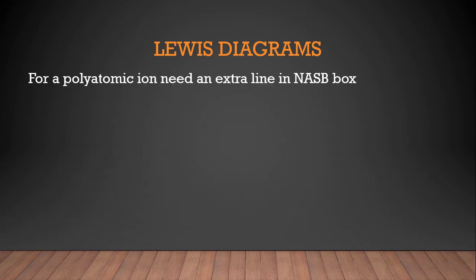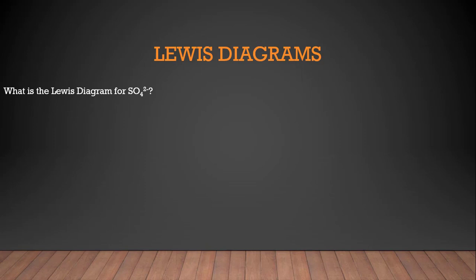Now, if you have a polyatomic ion, you need an extra line in the NASB box. This line is for the extra electrons. The best way to go is with an example. So what is the Lewis diagram for SO4 2-, the sulfate ion? We're going to follow the rules.